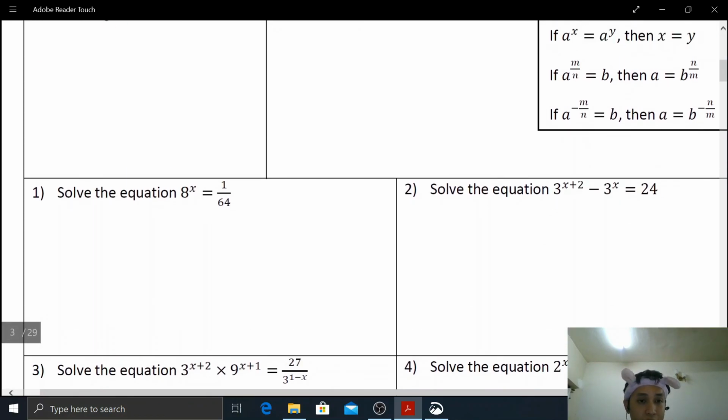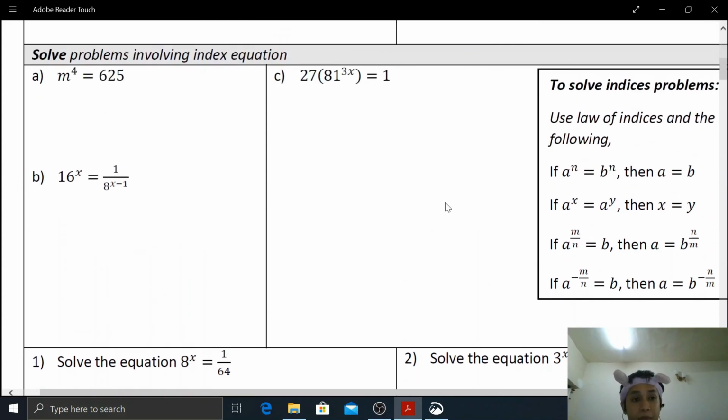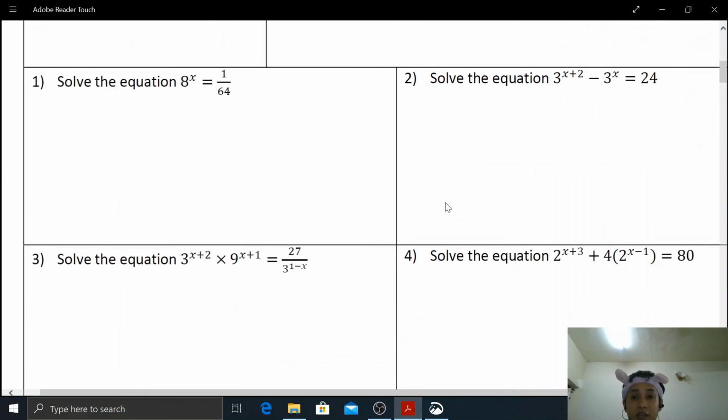For example, like this one, 8 to the power of x equals 64. You know that 64 is a power of 8. So 8 to the power of x equals 1 over 8 squared. Then this one you just flip, meaning it will become 8 to the power of negative 2. So x equals negative 2, something like that. If you see a big number like this, remember you must change it to the same base number first before you can do the rest. So you can take your time.